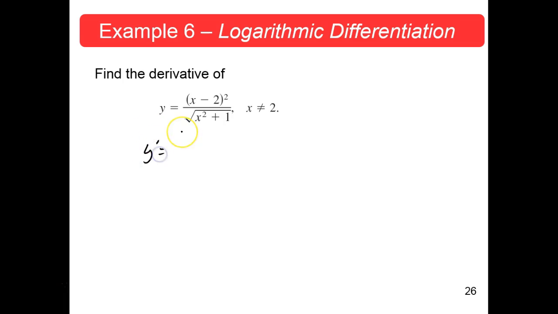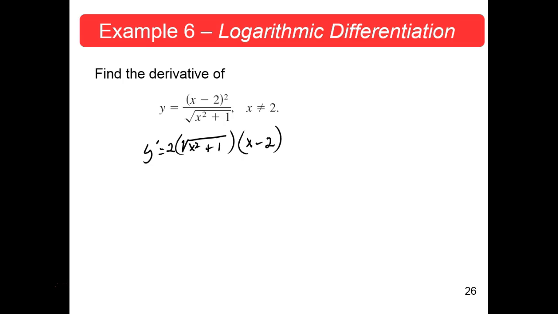Y prime would then be, how does the quotient rule go? The bottom. Yeah, low d high. So that would be the square root of x squared plus 1 times the derivative of the numerator, which is? Yeah, we're doing the d high now. So what's the derivative of the numerator? That's a power rule here. Yeah. 2 times x minus 2. Right?